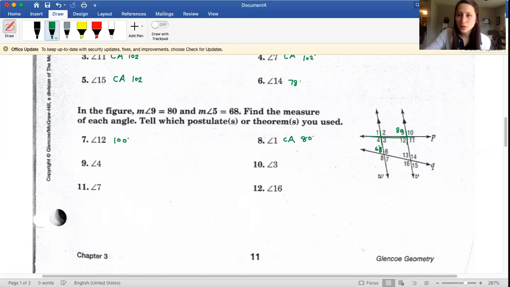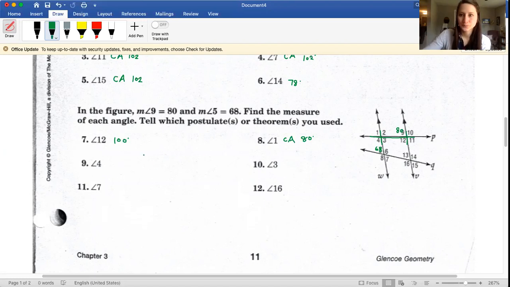Now, be careful that you don't look at 1 and 5 as corresponding angles, because P and Q are not parallel. So I can't conclude 1 and 5 are the same measure. And if you look at the picture, you can even kind of tell this angle is bigger than angle 5. So be careful with that.